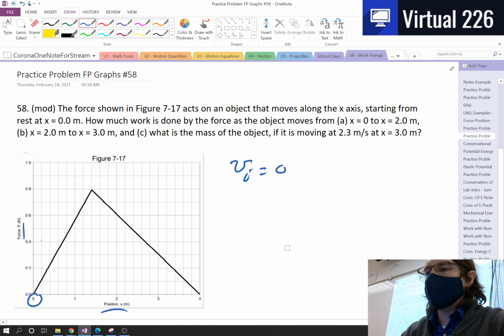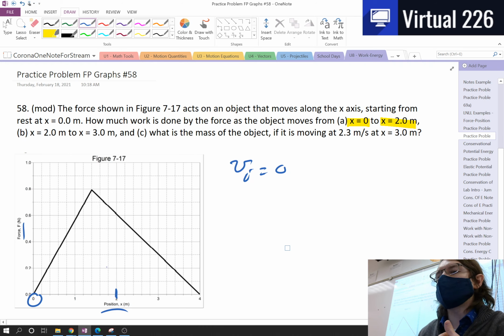What we'd like to know is how much work is done on the object as it moves from x equals 0 to x equals 2 meters for part A. So as it goes from 0 out to 2, how much work is done? And then for part B, how much work is done as it goes from position 2 meters to 3 meters?